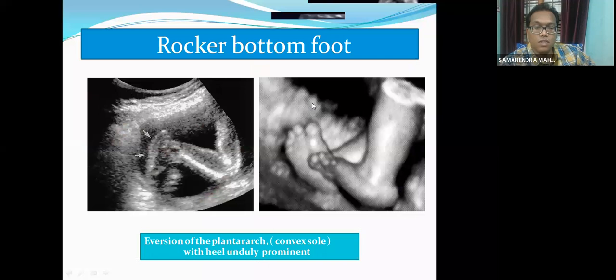This is a case of rocker bottom foot where the plantar surface is not looking flat, rather it is everted. And this is the 3D rendering of the rocker bottom foot, where the heel is also unduly prominent. Both heels are prominent, and the plantar arch is also looking everted.